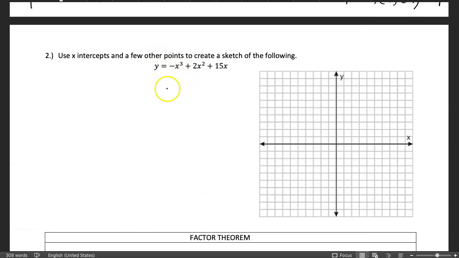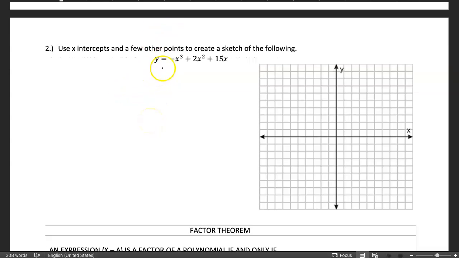We'll factor this out, and then we'll work from there. So we have y is equal to -x cubed plus 2x squared plus 15x. Let's start by factoring out a -x squared, or a -x. That way we're left with a positive x squared, and we can use the shortcut for factoring. Positive x squared minus 2x plus 15. So we factored out a -x, and we're left with this.